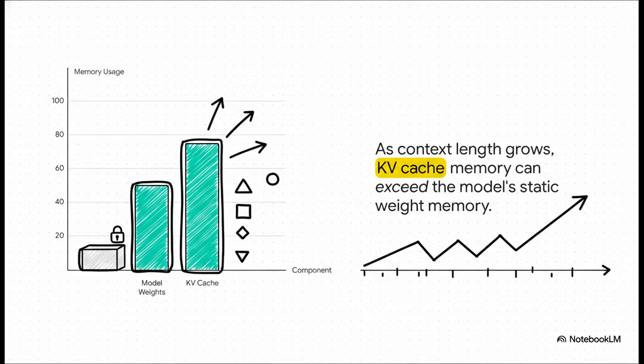Look at the model weights. That bar is flat. It stays the same size no matter how long your conversation with the AI gets. But the KV cache, oh, that thing just grows and grows, and it grows linearly with every single token you add. So for really long conversations, or if you're summarizing a huge document, say 32,000 tokens, the KV cache can actually become bigger than the entire model itself. The very thing we built to speed things up has become the new memory giant.